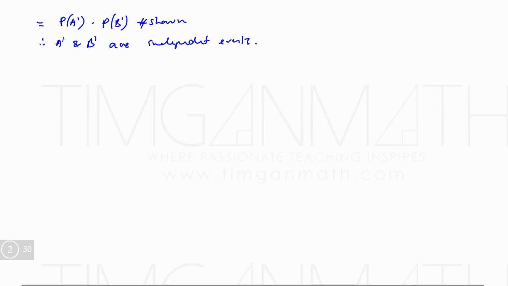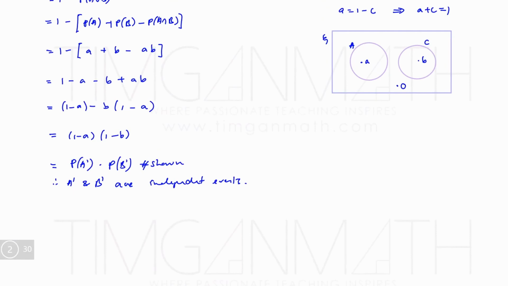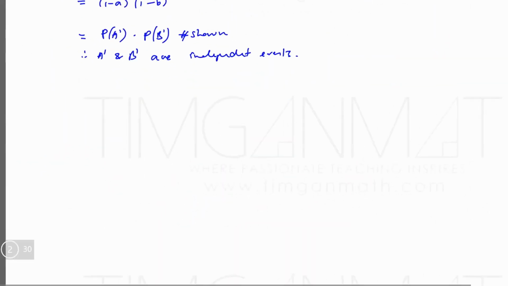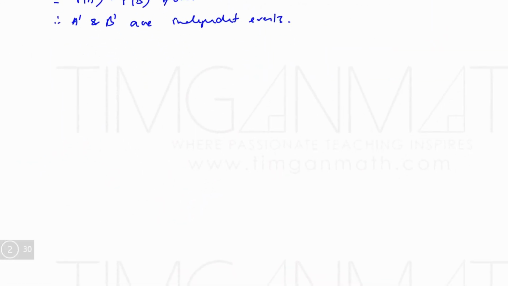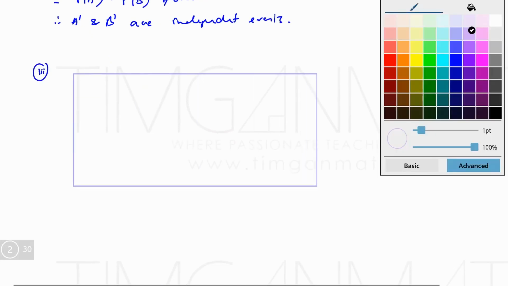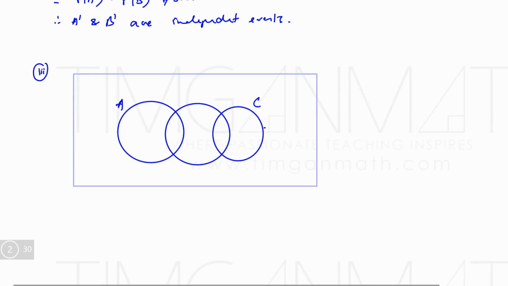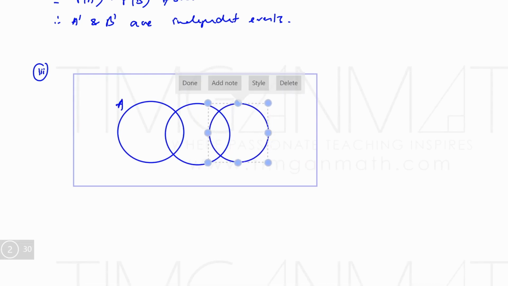Now, given that A prime and C prime are not mutually exclusive, it just means that they are no longer exhaustive. But A and C are still mutually exclusive. So what you do is you could technically draw these 3 circles here like that. So A and C are just apart from each other.